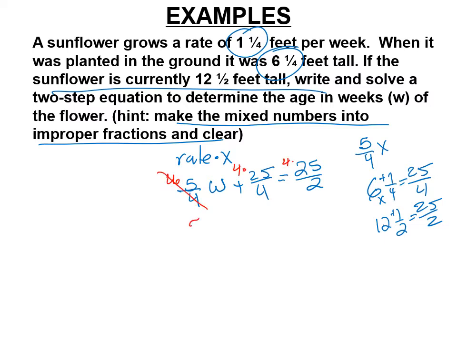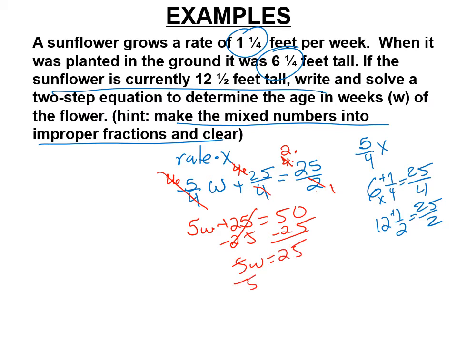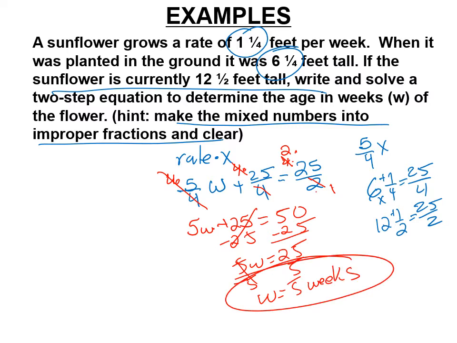These 4's cancel, we get 5w. These 4's cancel, we get 25. This 2 divided by 2 is 1, 4 divided by 2 is 2. We have 2 times 25 is 50. That's the two-step we're going to solve. 5w equals 25, divide by 5, and we got 5 weeks for the age of this sunflower.